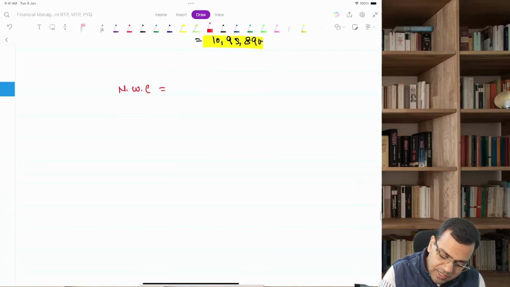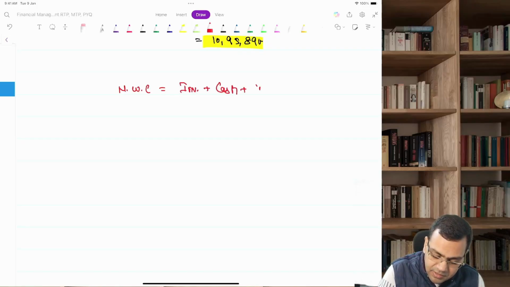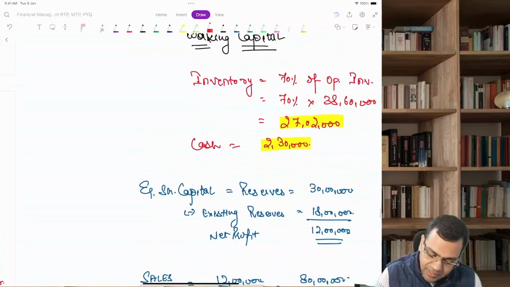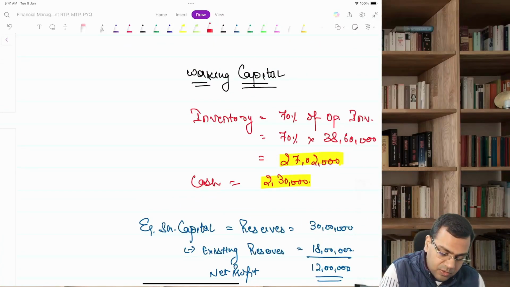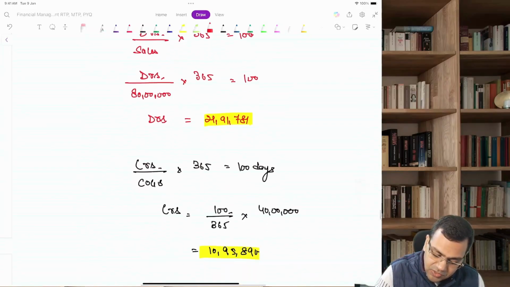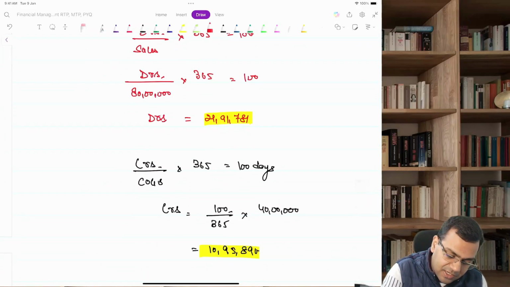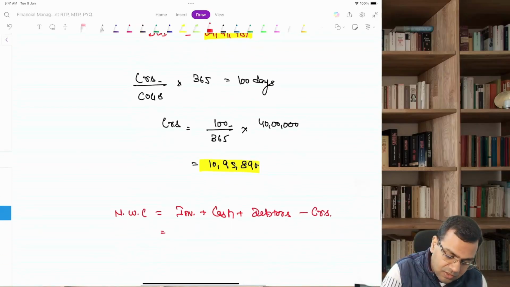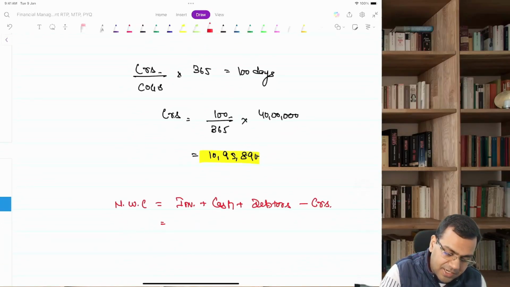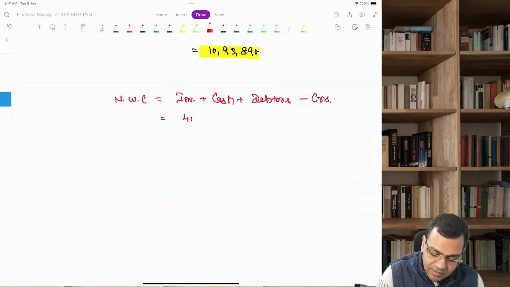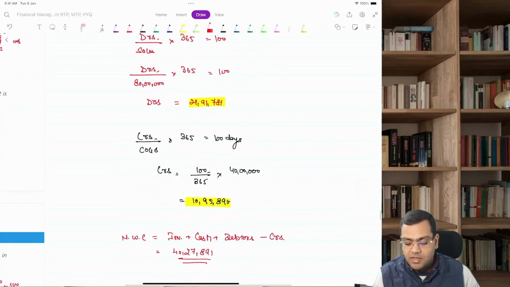Right? So we'll take here your net working capital will be your inventory plus cash plus debtors minus creditors. Right? So inventory is 27 lakh 2000 plus cash of 2 lakh 30,000 plus debtors of 21 lakh 91,781 minus creditors of 10 lakh 95,890. So that comes to 40 lakh 27,891. So this will be your net working capital.